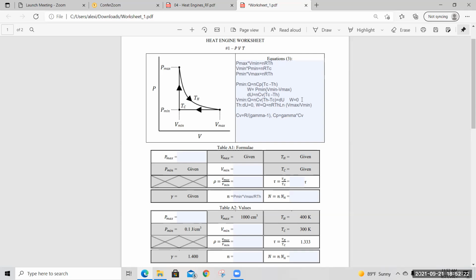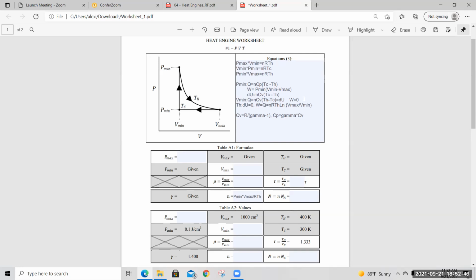Now, the heat must be equal to delta U, because W is equal to 0 according to the first law. So it's just going to be n times CV, it's always nCV for the energy, times the final temperature minus the initial temperature. The final temperature is Th, the initial temperature is Tc. And again, we need to find what n is and CV is.